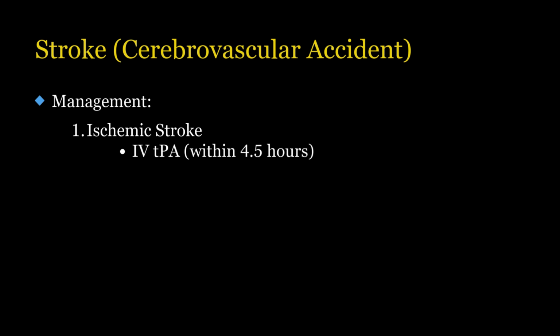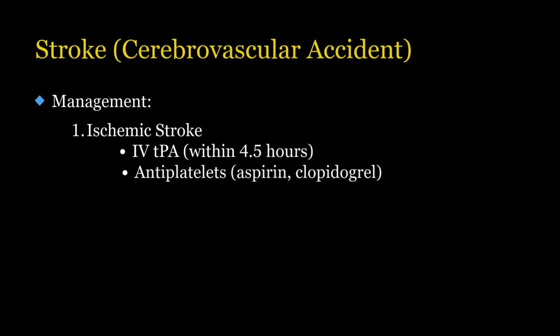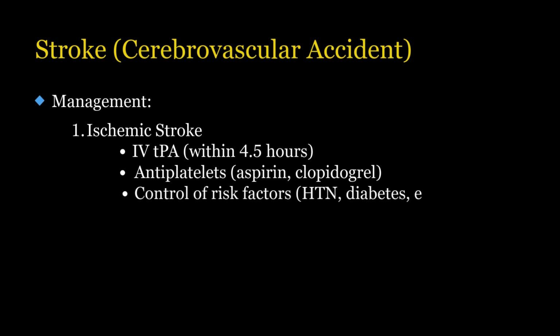Management of stroke depends on the type. In ischemic stroke, immediate administration of intravenous thrombolytic therapy within 4.5 hours of symptom onset is critical. Antiplatelet agents like aspirin or clopidogrel are used to prevent further clot formation. Managing underlying risk factors such as hypertension and diabetes, along with initiating statin therapy, are essential for secondary prevention.